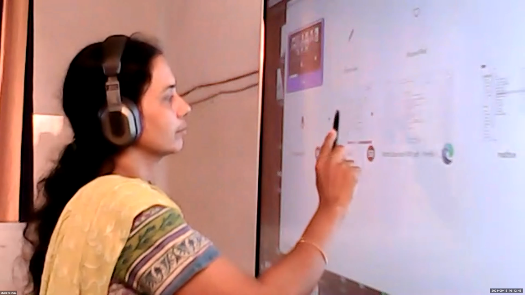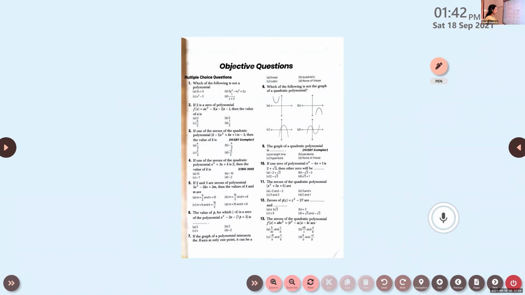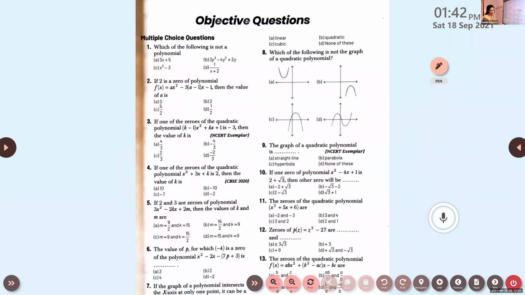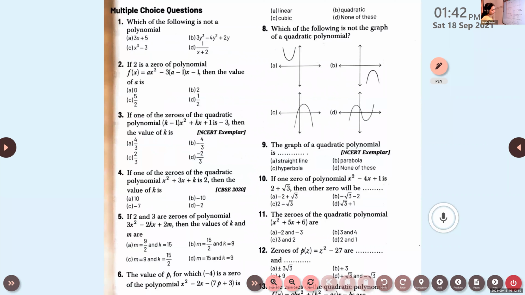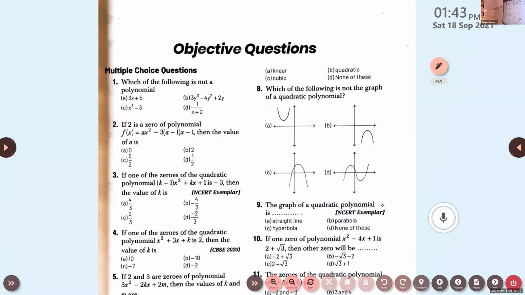Now write the next one. Write the first, look at the question. Listen, children, I'll send this question after once we discuss it. Now just try to solve as many questions as possible. Look at the first one. Which of the following is not a polynomial? D. Yes, because we have the variable coming in the denominator.